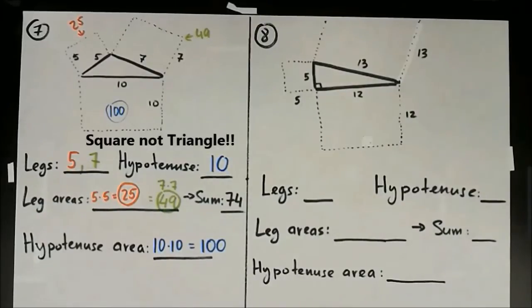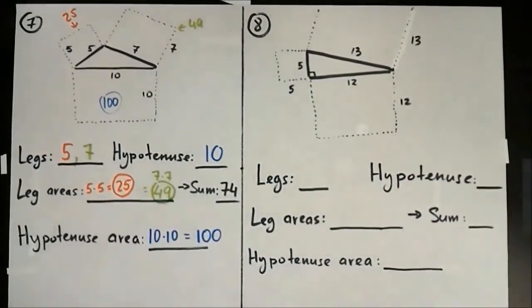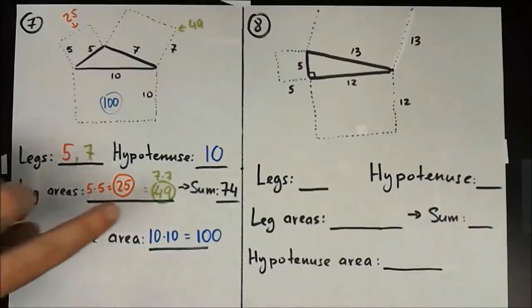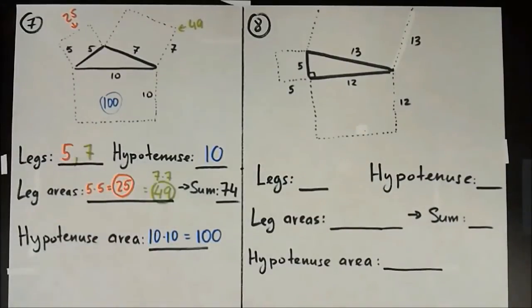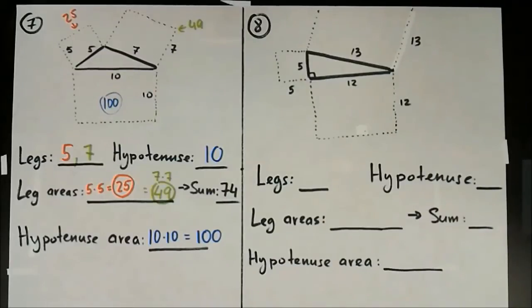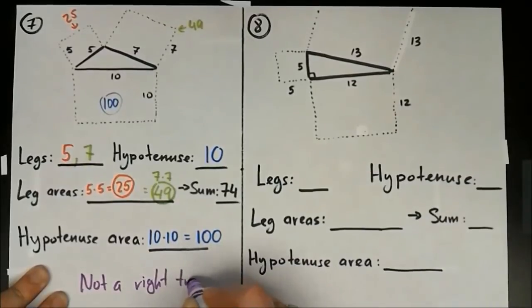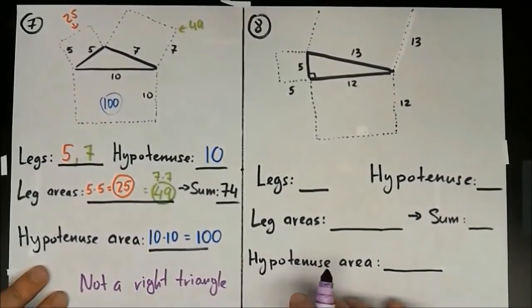Now next they're asking you, what is the relationship between the sum of the area of the legs and of the hypotenuse? So what do you think the relationship is? Well, I would say that the relationship between the two is that they're not the same. The sum of the areas for the legs was 74. The hypotenuse is 100. So the areas are not the same. And since they don't have the same areas, the last question says, is this the right triangle? No, it's most definitely not a right triangle. Questions on number 7?